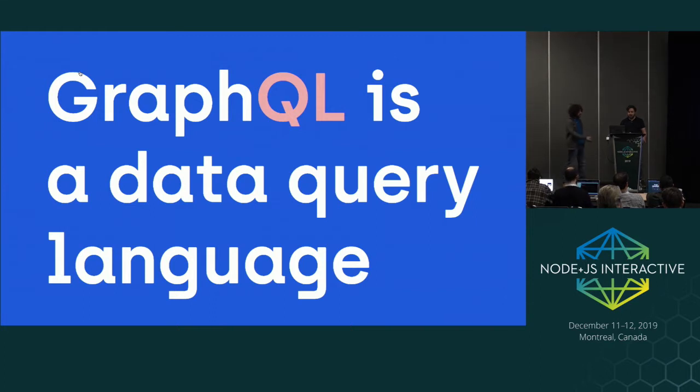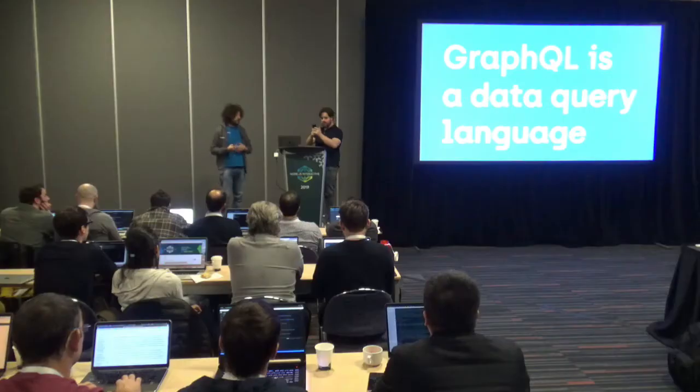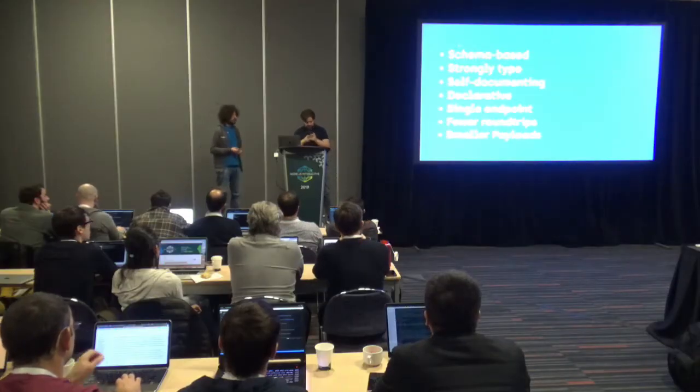So GraphQL is a data query language. It was born at Facebook a long time ago to build an API that can represent the entirety of Facebook, whatever this means. What is it useful for? It has a lot of very nice properties: it's self-evolving. You can evolve it, you don't need to version it, and it's really powerful.